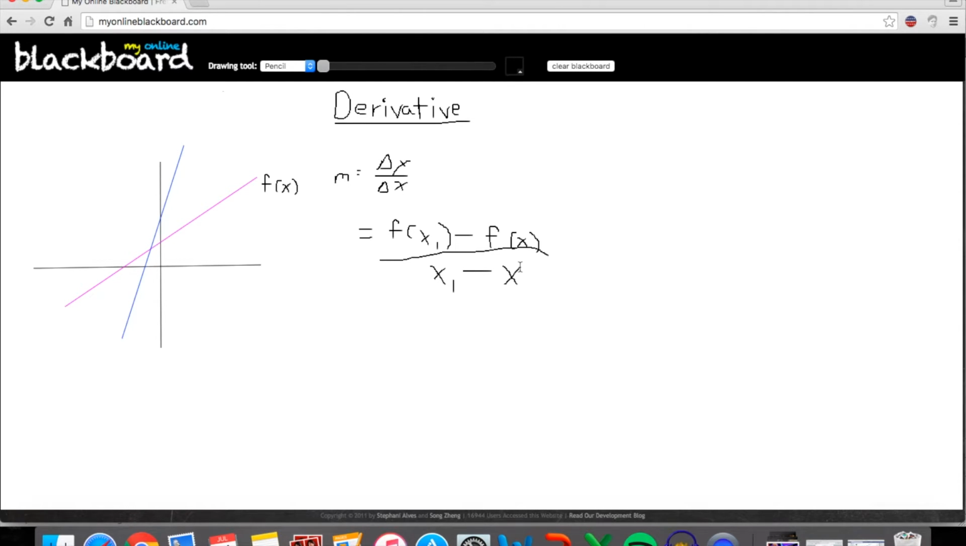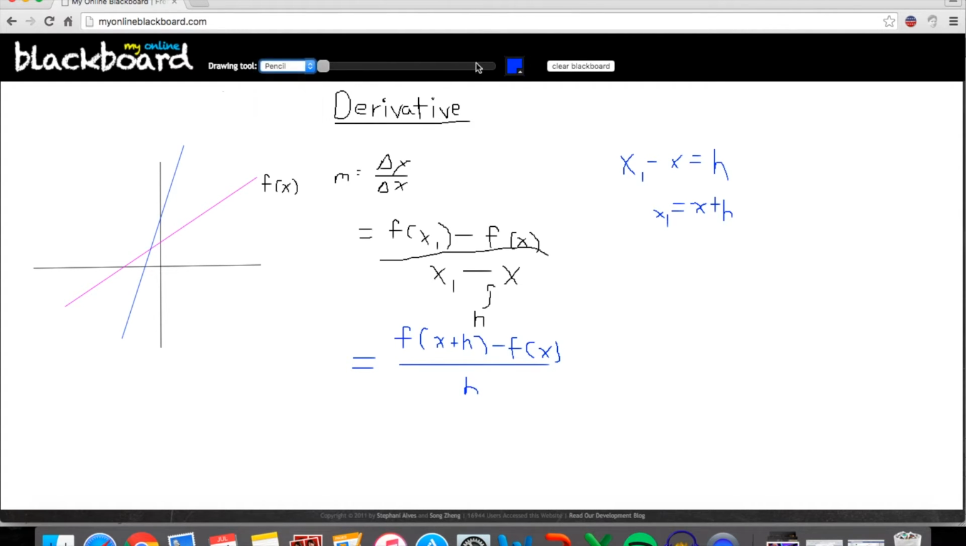Now let's make things a little bit simpler. I'm going to replace this change in x with h, and substitute h in here. Since I'm replacing with h, x1 minus x equals h. So that means that x1 is equal to x plus h. And this should make sense because h is the change in x. So we end up with the initial x plus the change in x, or h, minus the initial f of x. And in the denominator, we replaced x1 minus x with h.